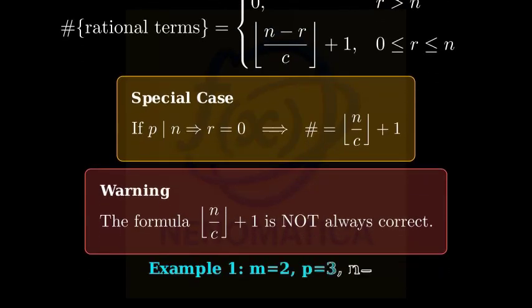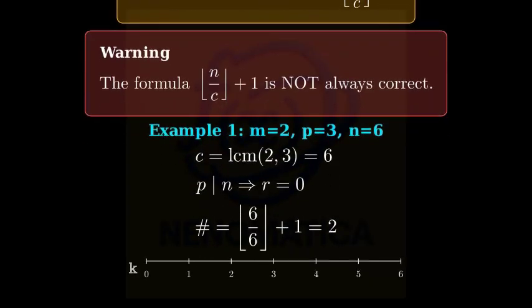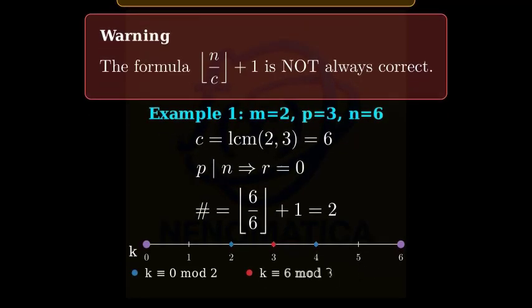Example 1. Let m equal 2, p equal 3, and n equal 6. Compute c equals the least common multiple of m and p, which is 6. Here, p divides n, so r equals 0, and the count is floor of 6 over 6 plus 1, which is 2. We expect k equals 0 and k equals 6 to work.